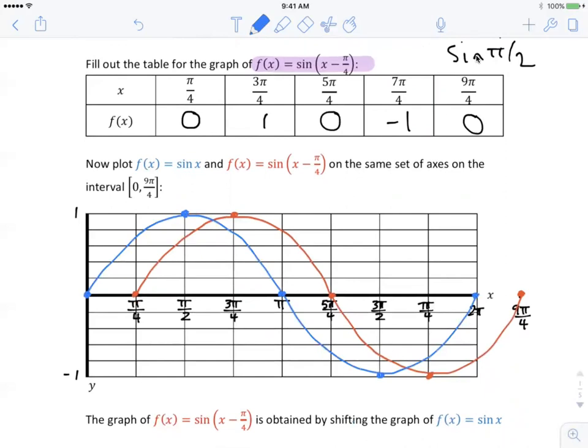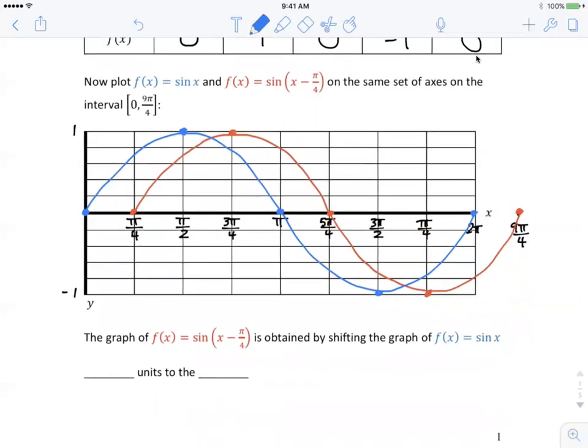As we can see, what happens when we put that little minus pi over 4 in there, it shifts the graph horizontally to the right. Right, so make note of that because it was a minus, but it shifted to the right. So if you have a minus in the parentheses, it's going to be a right shift. Okay, so in words, the graph of sine of x minus pi over 4 is obtained by shifting the graph of f of x equals sine x pi over 4 units to the right.